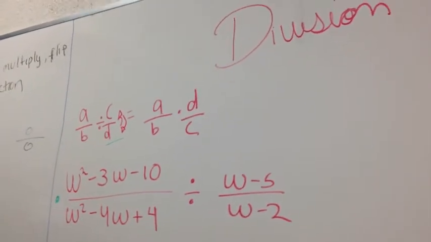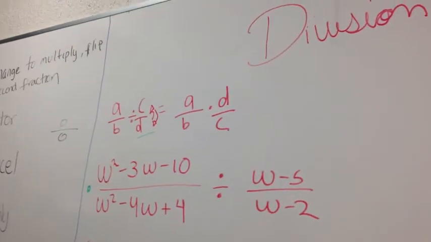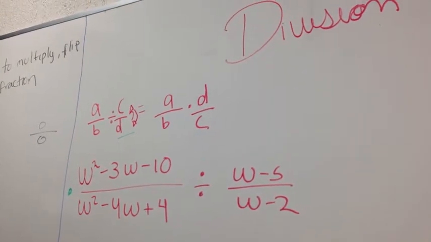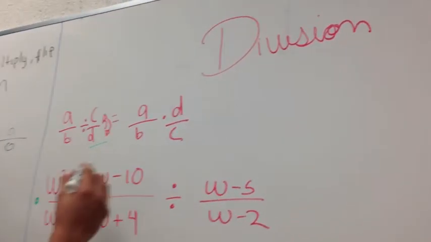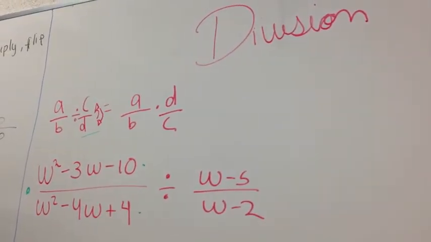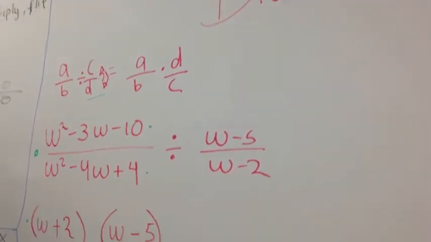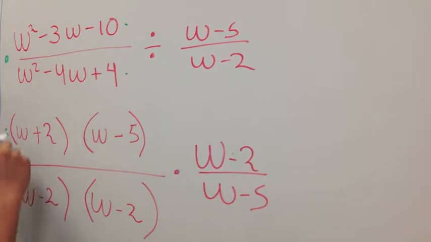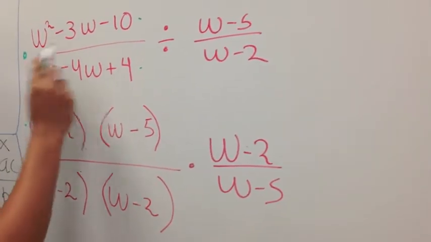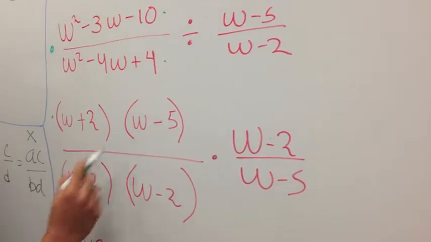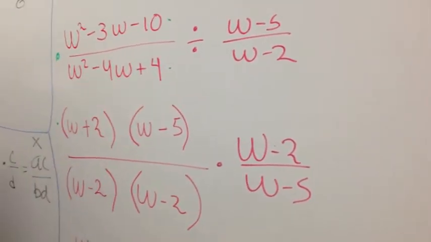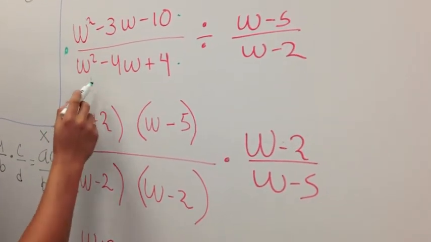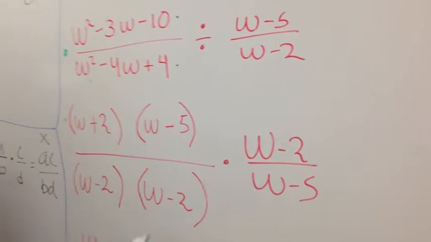W squared minus 3W minus 10 over W squared minus 4W plus 4, all divided by W minus 5 over W minus 2. So we start with factoring these two trinomials. It will yield something like this. W plus 2 times W plus 5. That will yield W squared minus 3W minus 10. And this denominator trinomial, W squared minus 4W plus 4, will yield W minus 2 times W minus 2.